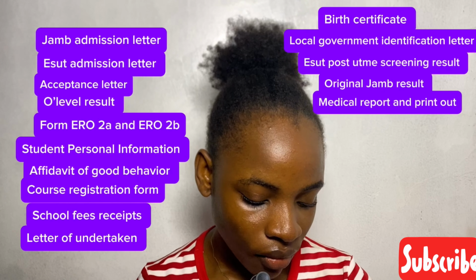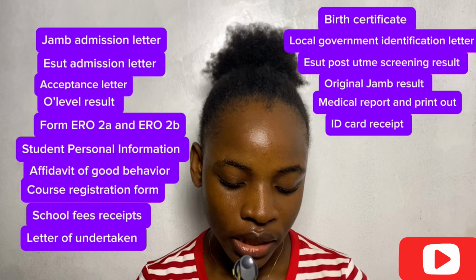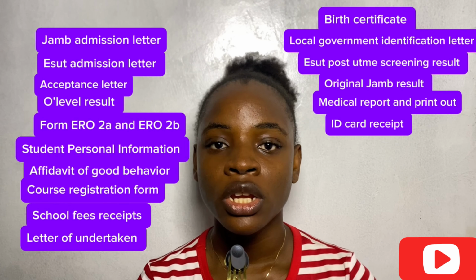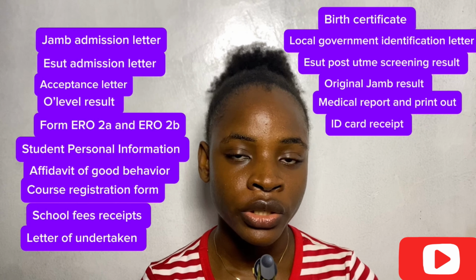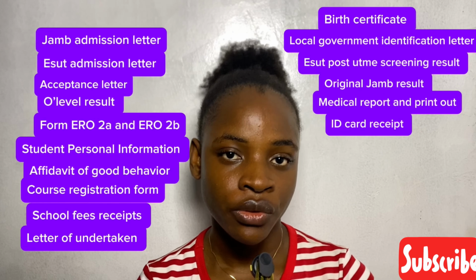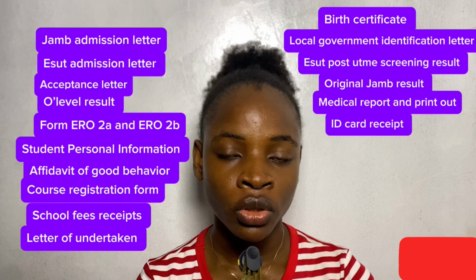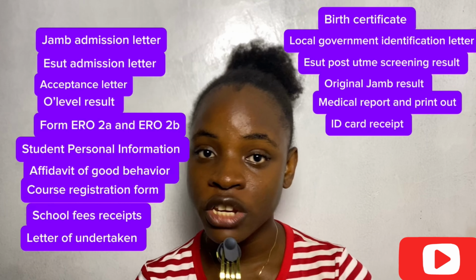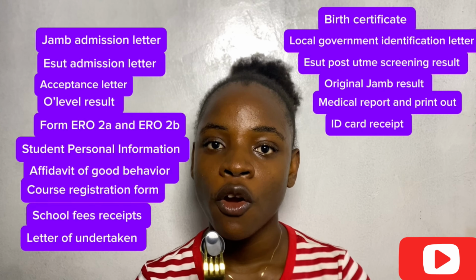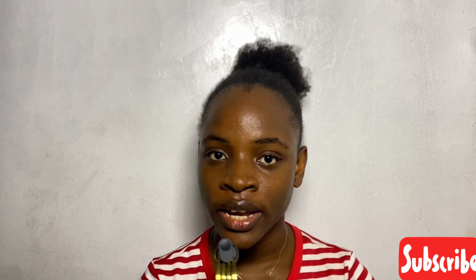Then the last one is your ID card payment receipt. When you enter school, you have to register for your ID card, and when you pay for your ID card, they are going to give you a receipt that you have paid for your ID card. That receipt is what you need for your filing. You don't need the main ID card, you need the receipt for your filing. Do you get me? So this is all the things that you need for your filing in your 100 level.